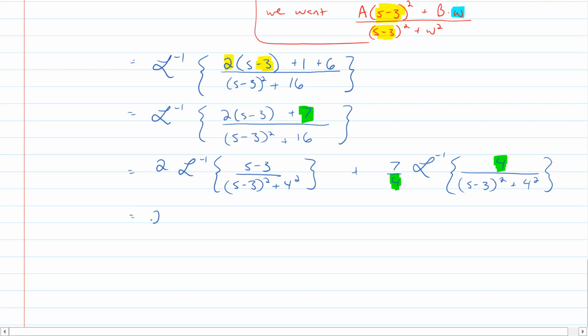So the first term is going to be 2. The s minus 3 is going to give us an e to the 3t term. And then we've got a cosine of 4t. And then the second term here is 7/4. And then the s minus 3 again gives us an e to the 3t term. And we have sine of 4t.